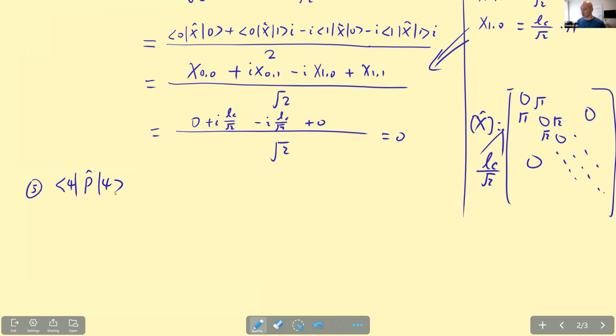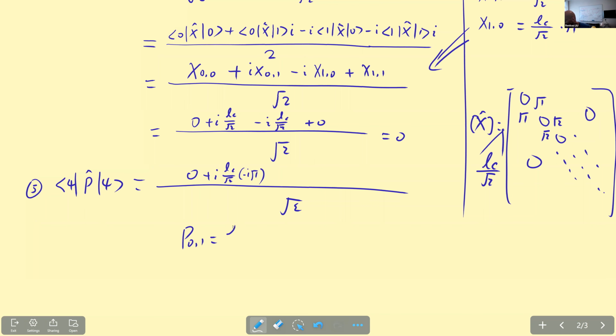So if it's a momentum operator, you can see that everything is similar. Okay, so this will be 0, and this will be i Lc over 2, square root of 2. But now this one is a minus i times square root of 1. Okay, because the P01 equals Lc over square root of 2 times minus i times square root of 1. And P10 equals Lc, sorry, not Lc, Lc minus 1 times h bar.